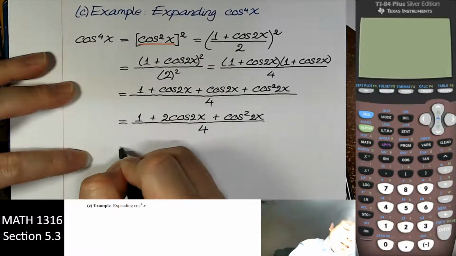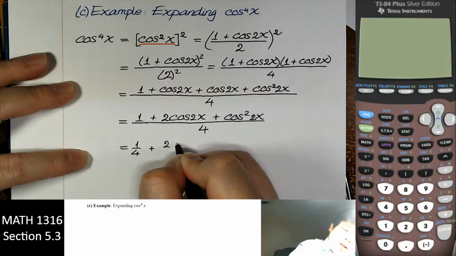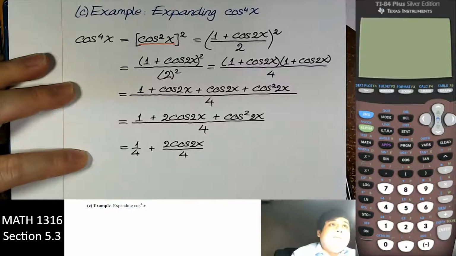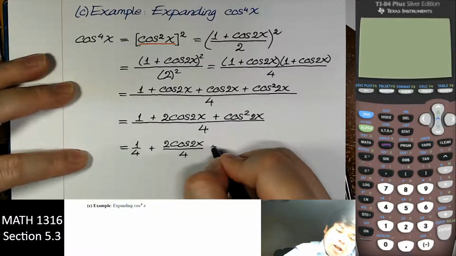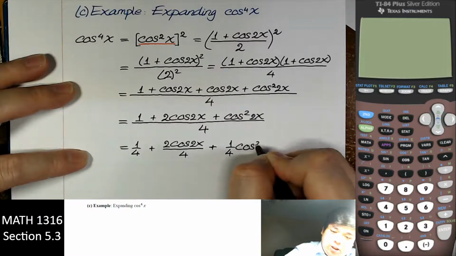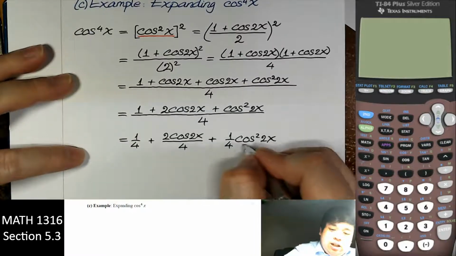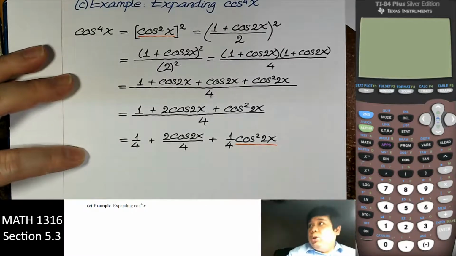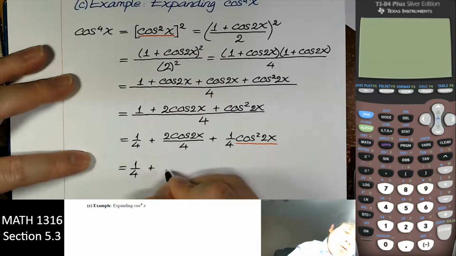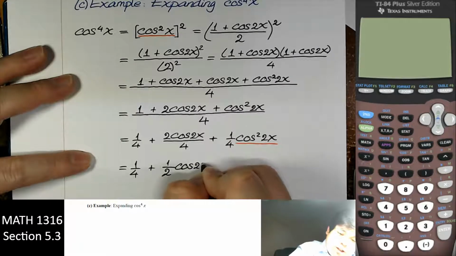Right, now I will split 1 over 4, 2 cosine 2x over 4, and then this I can write as 1/4, and then cosine square of 2x. Now what we have is once again a cosine square. We use the power reducing. 2 over 4 is 1/2 cosine of 2x.